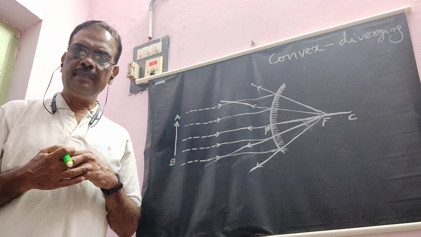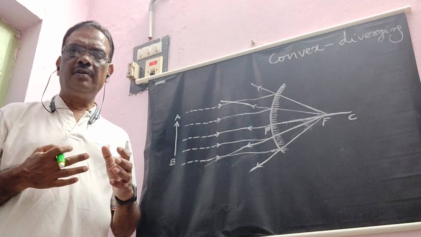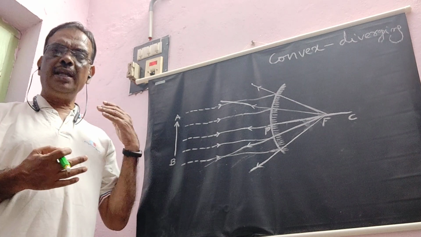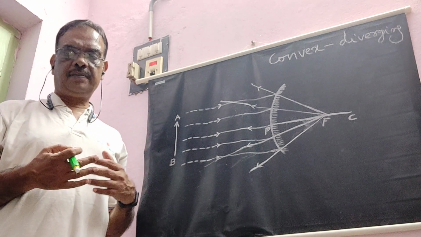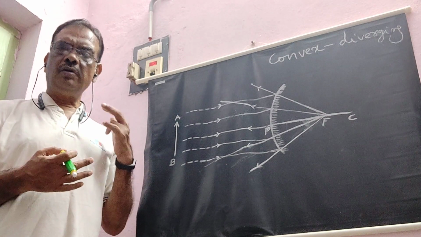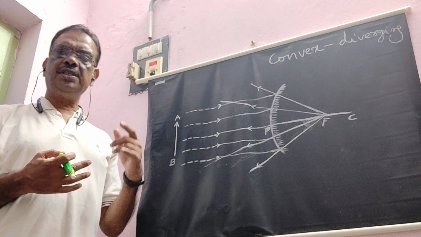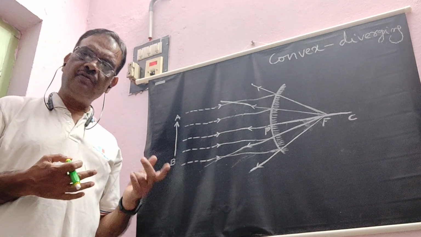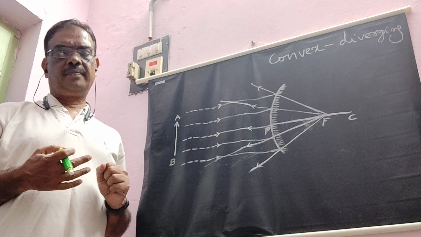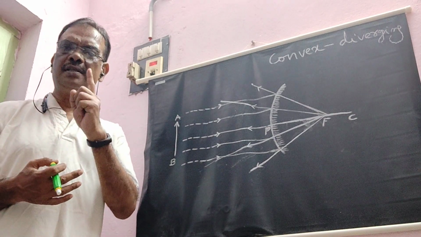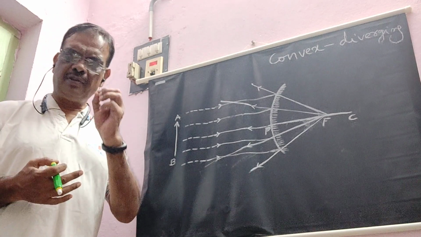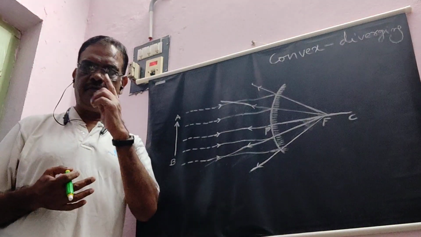In concave mirror, children, we have learned ray diagrams for the formation of images at various positions of the object. We have placed the object at various positions: at infinity, beyond center of curvature, at center of curvature, between center of curvature and focus, at focus. For all these 5 positions, the nature of the image formed is real inverted. Yes, the nature of the image for all these 5 positions is real inverted.